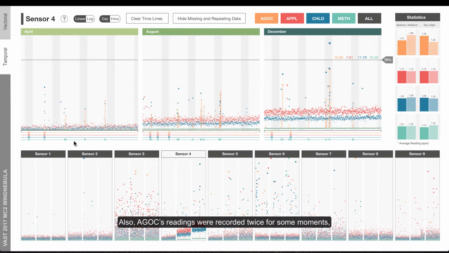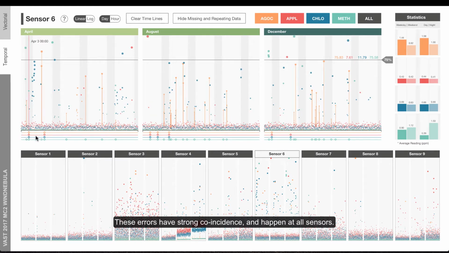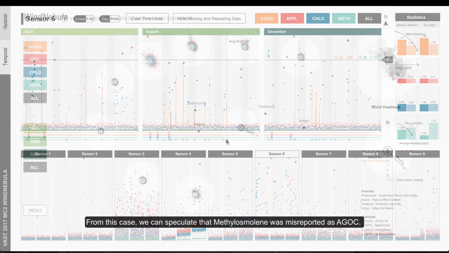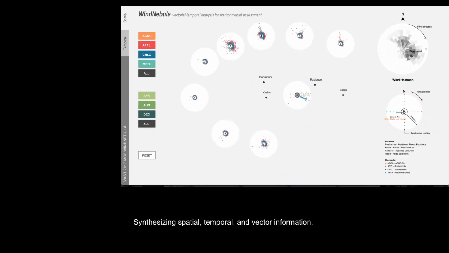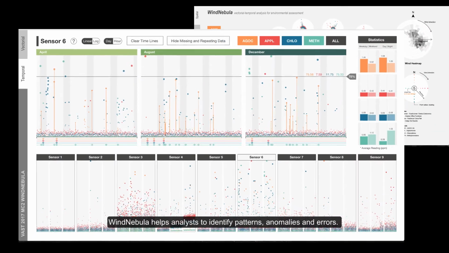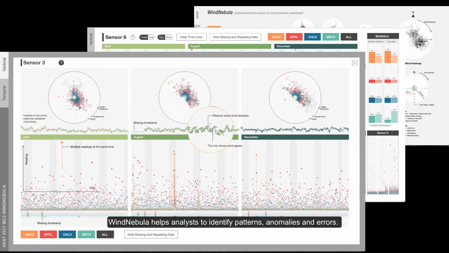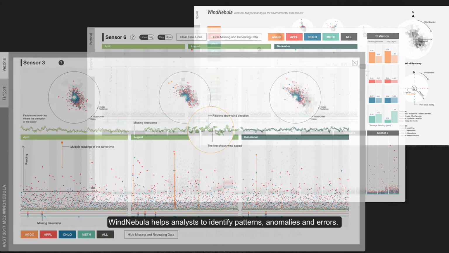Also, AGOC's readings were recorded twice for some moments, while corresponding methylamine readings were missing. These errors have strong coincidence and happen at all sensors. From this case, we can speculate that methylamine was misreported as AGOC. Synthesizing spatial, temporal, and vector information, WindNebula helps analysts identify patterns, anomalies, and errors.